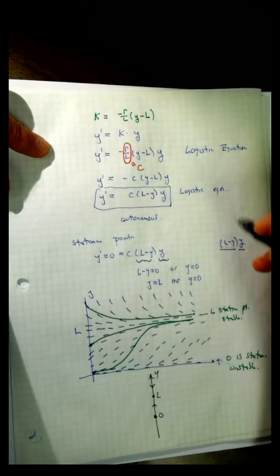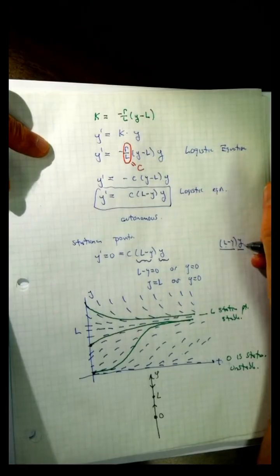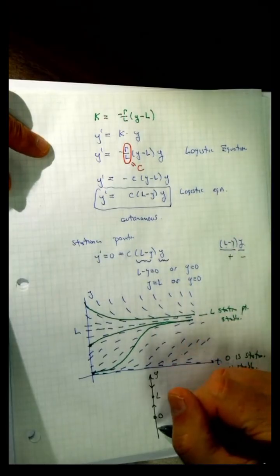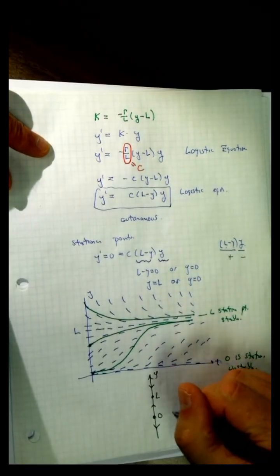What happens for negative, just to be academic? If it's negative, then what is this? This is going to be negative. Then L minus y is going to be positive, so it's going to be negative. So it's going to look like that.